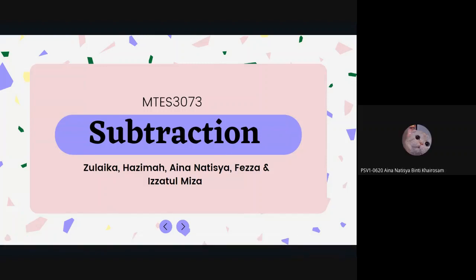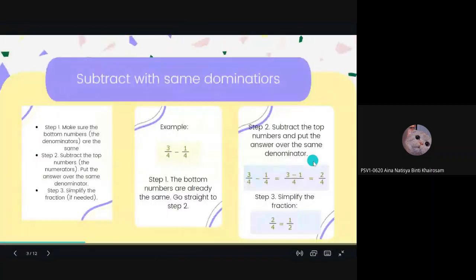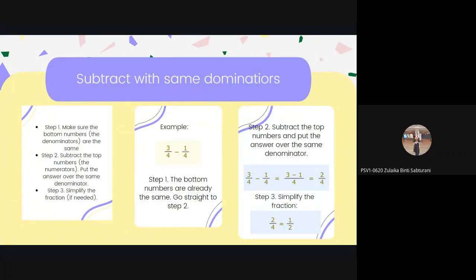Okay, my group will present subtraction in fractions. We go for the first algorithm for subtraction. Okay, Zulaika will present this part. For subtracting with the same denominators, there are 3 steps. Step 1, make sure the bottom numbers, the denominators, are the same. Step 2, subtract the top numbers, the numerators, and put the answer over the same denominator. Step 3, simplify the fraction if needed.